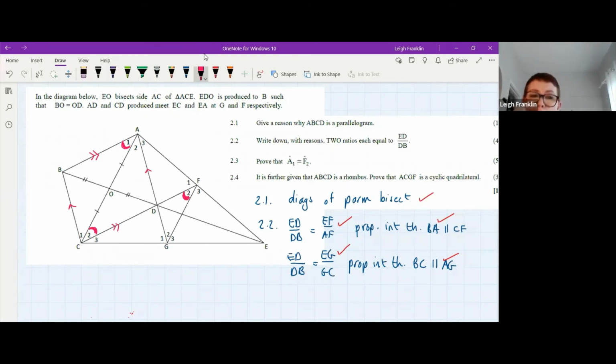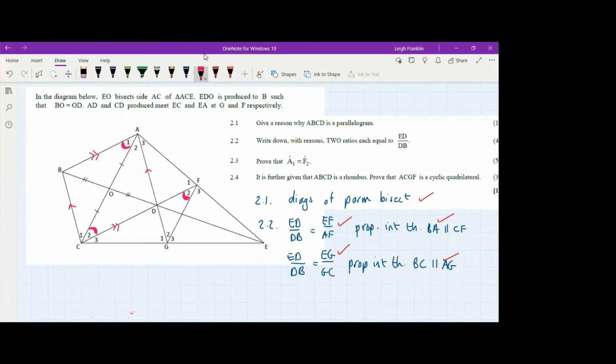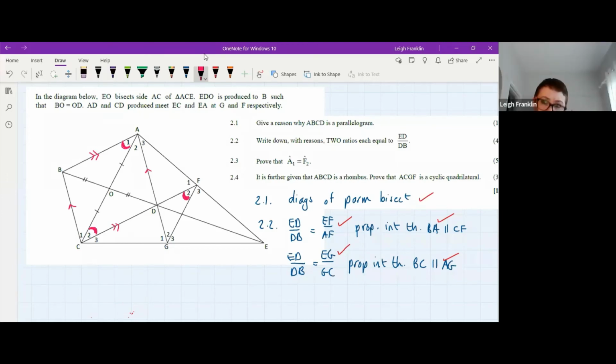Okay, so maybe now what we need to do is we need to show that line FG and line AC are parallel to one another. Because if we can do that, we can prove that C2 and F2 will be equal, and then therefore that A1 and F2 will be equal to each other. How do we prove that lines are parallel?